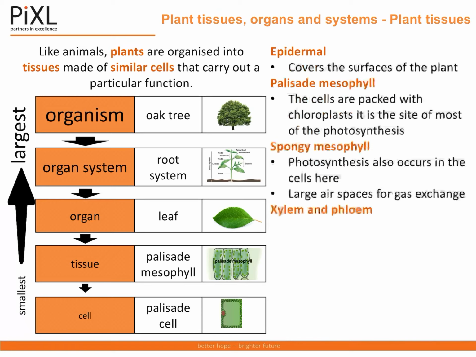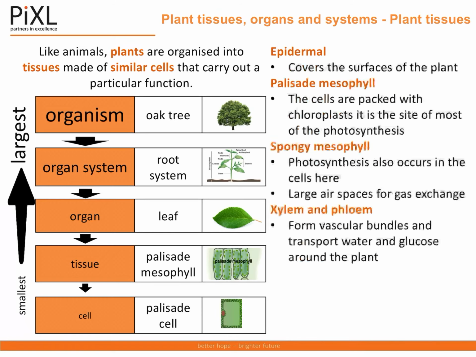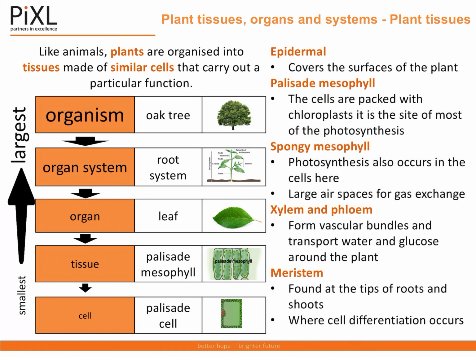The xylem and phloem are another example of tissues. They are vascular bundles, almost like your veins, but they run through the plant and they transport water. They transport glucose around the plant. Meristem is found at the tips of the roots and the shoots, and it's where cell differentiation occurs, so changing or specialising those cells into what they need to be.